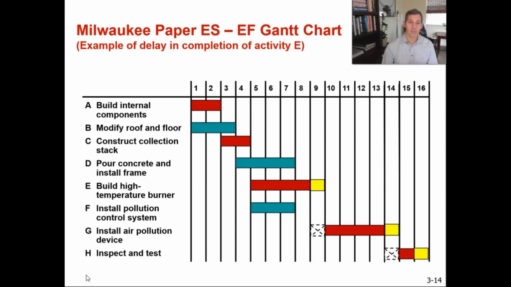Okay, so we are done creating an activity on node network diagram. We've used the critical path method to determine what the critical path is. For Milwaukee Paper, we calculated that the critical path would take 15 weeks. And we did that by calculating our forward pass and then our backward pass, calculating the slack time for every activity, and that helped us to determine our critical path. So we are done creating our AON network diagram, and now we'll move on to variability using the PERT method.